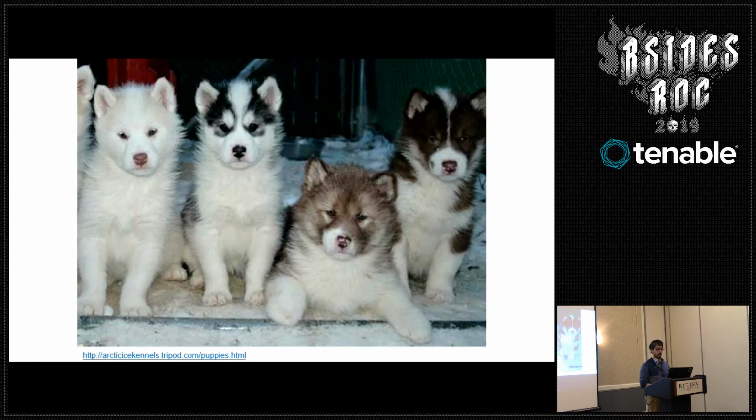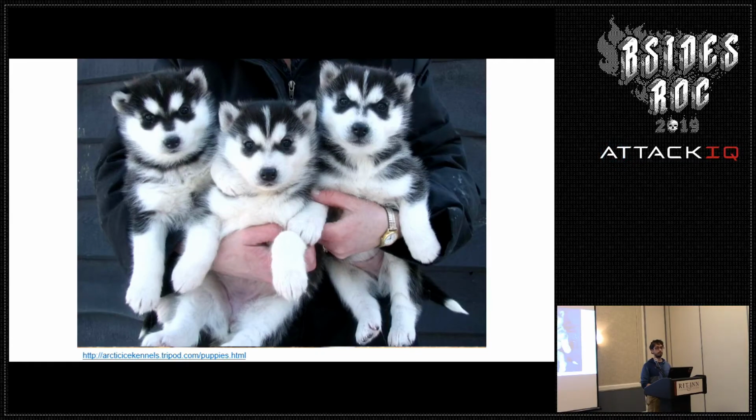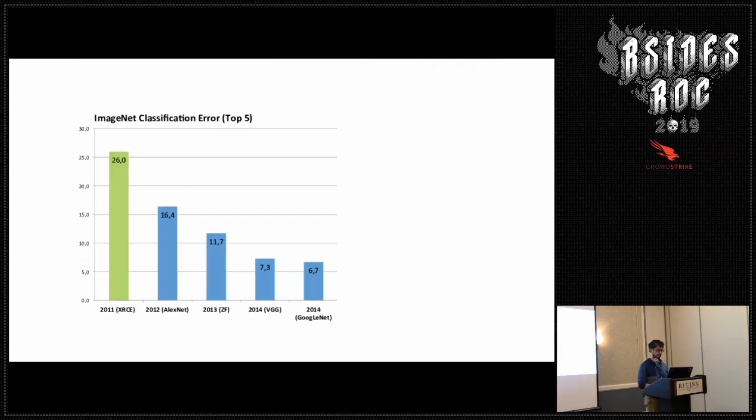In addition, there are 120 breeds of dog. This is one breed of dog, that's another breed of dog, that's another breed of dog. If you can tell the difference, you're probably better than me. The machine learning classifier is probably better than all of us these days.